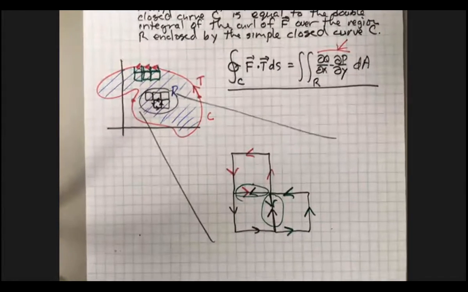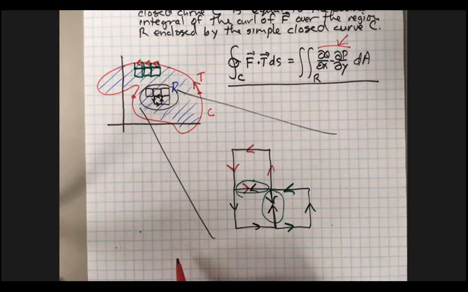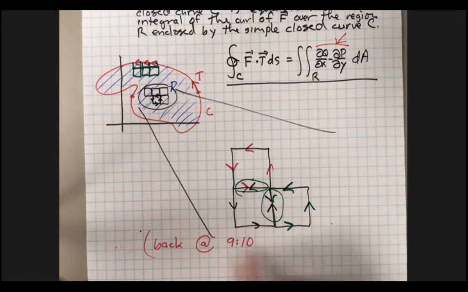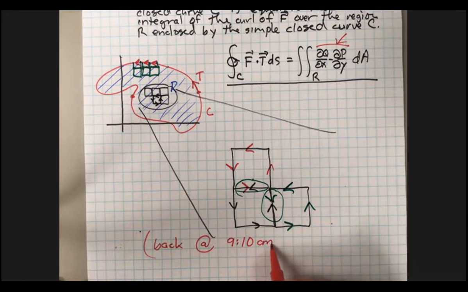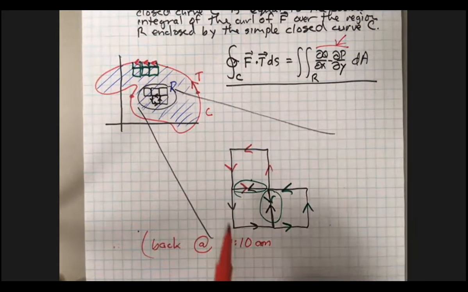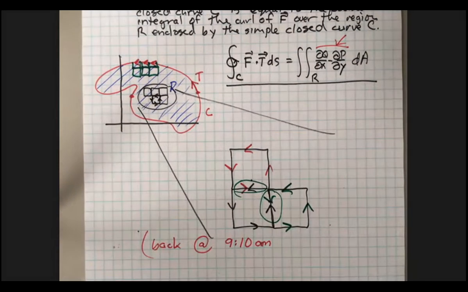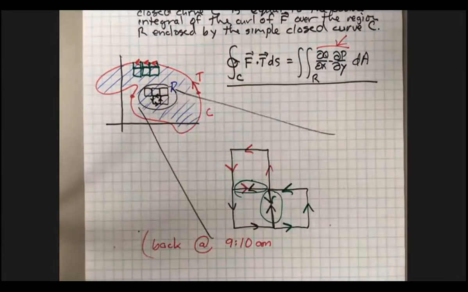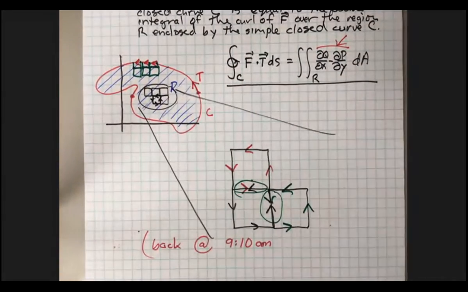Now, what we need here, because you guys have worked too hard, is a serious break. So let's come back at 9:10. And we'll do an actual physical example. And after that, we'll talk about the other form, which operates on the same principles. And once you've accepted this and practiced this, the Green's theorem curl form is not more intimidating.